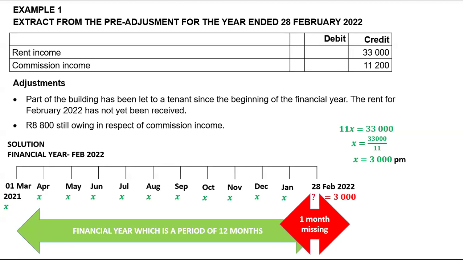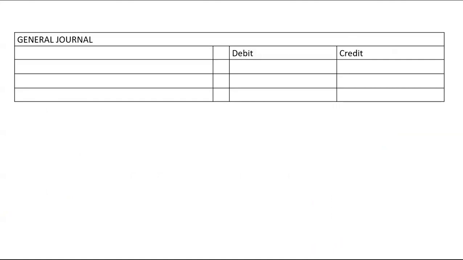It is what we call income receivable or accrued income. Accrued income is an asset. Therefore, we will debit accrued income and we will credit the rent income. It's because income increases on the credit side, so we are increasing our rent. It will move from 33,000 rand to 36,000 rand. After this adjustment, our rent will be recognized at a correct value.